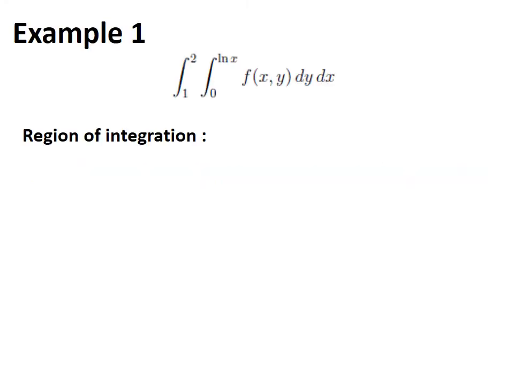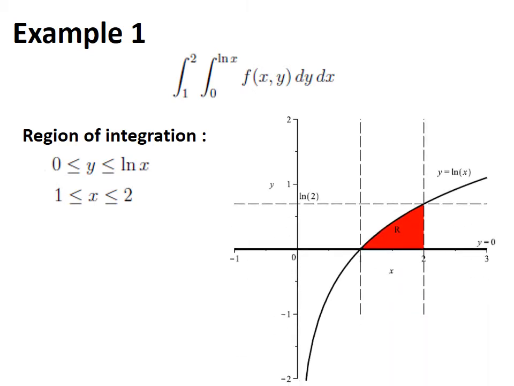Example 1. How to evaluate the double integral of f of x comma y dA. Here the elemental area dA is dy dx. Here, for the region of integration, the inner integral is the variation for the variable y, the outer integral is the variation for x. So it can be written in inequality form as 0 less than or equal to y less than or equal to ln x, 1 less than or equal to x less than or equal to 2.